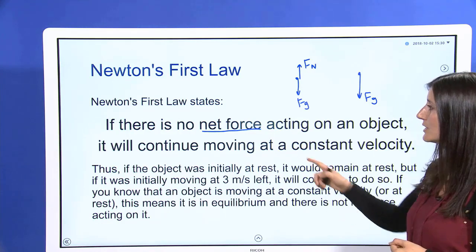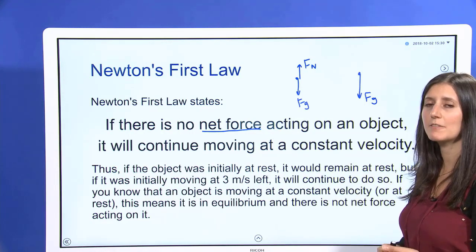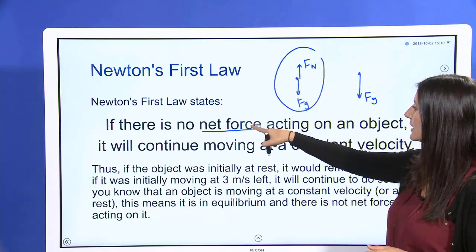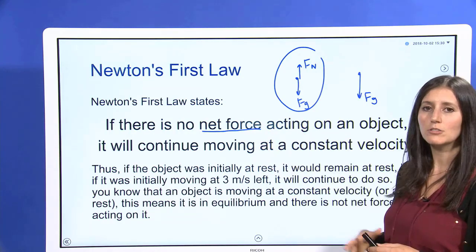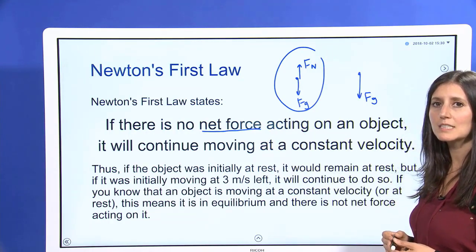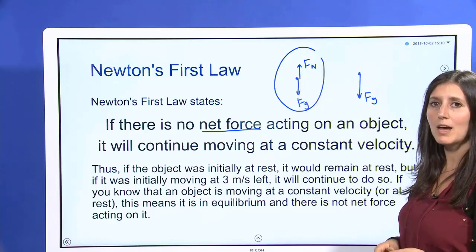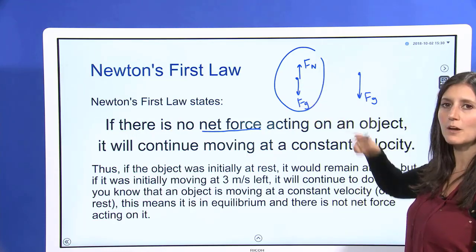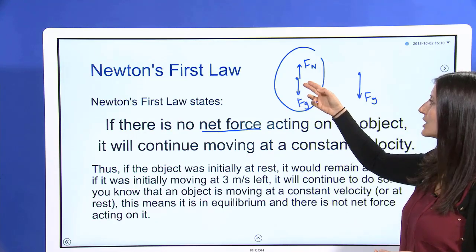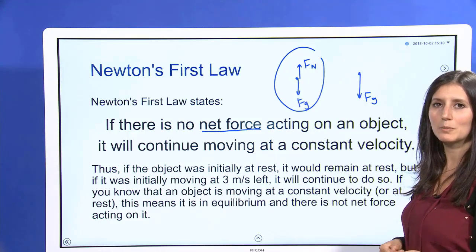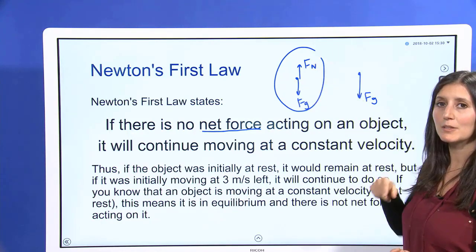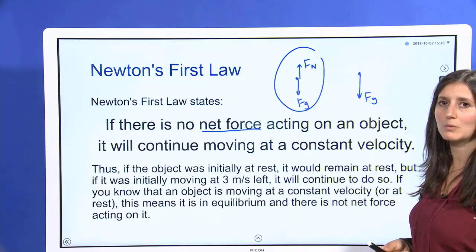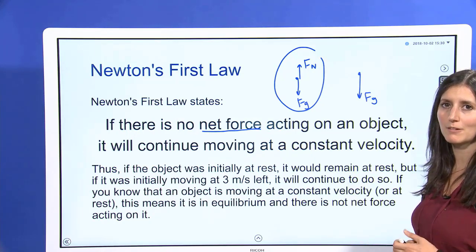Okay? So what we're saying with Newton's first law is that if there is no net force, so in an example like this, no net force acting on an object, it will continue to move at a constant velocity. So for example, if this dog over here is at rest, it will continue to stay at rest forever as long as there is no net force. If the dog is initially moving at a speed of 1 meter per second, and the free body diagram looks like this, where there is still no net force, it will continue to move at 1 meter per second in the same direction forever. Okay?